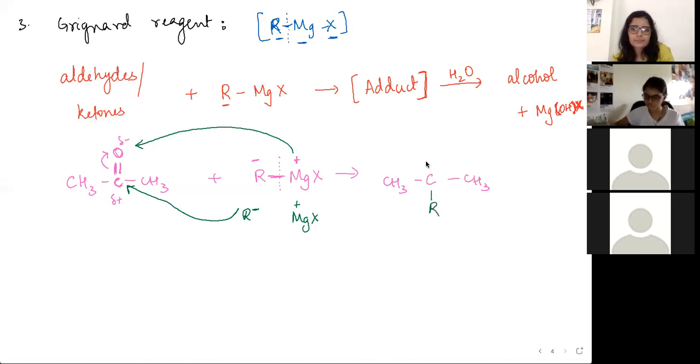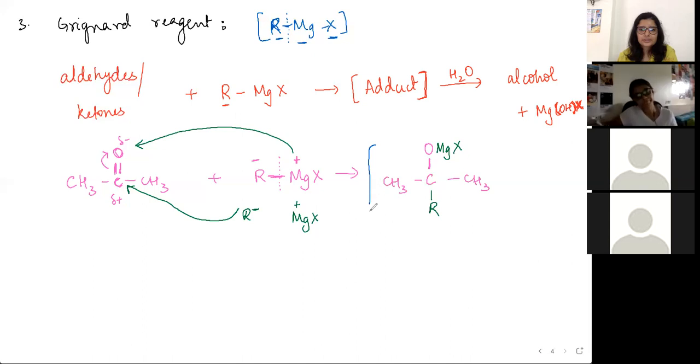And here this becomes a single bond, and then you have O, and the MgX, this becomes OMgX. So this whole structure is called an adduct. This is the adduct formed in this. This is the reaction intermediate.